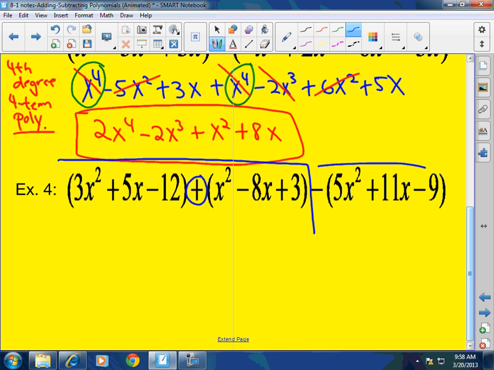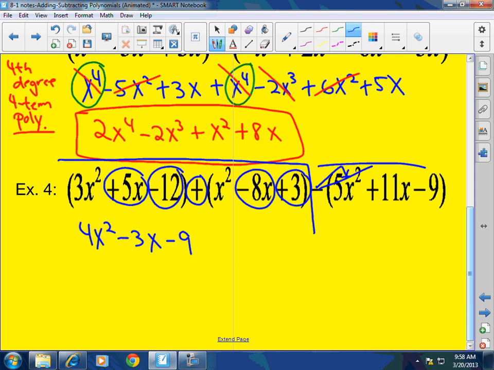3x squared plus x squared. Come on, guys. 4x squared minus 3x, thank you, because 5x minus 8x is negative 3x. And then negative 12 plus 3 is minus 9. Now, don't I have to distribute this negative to everything? So you have, good, minus 5x squared minus 11x plus 9.